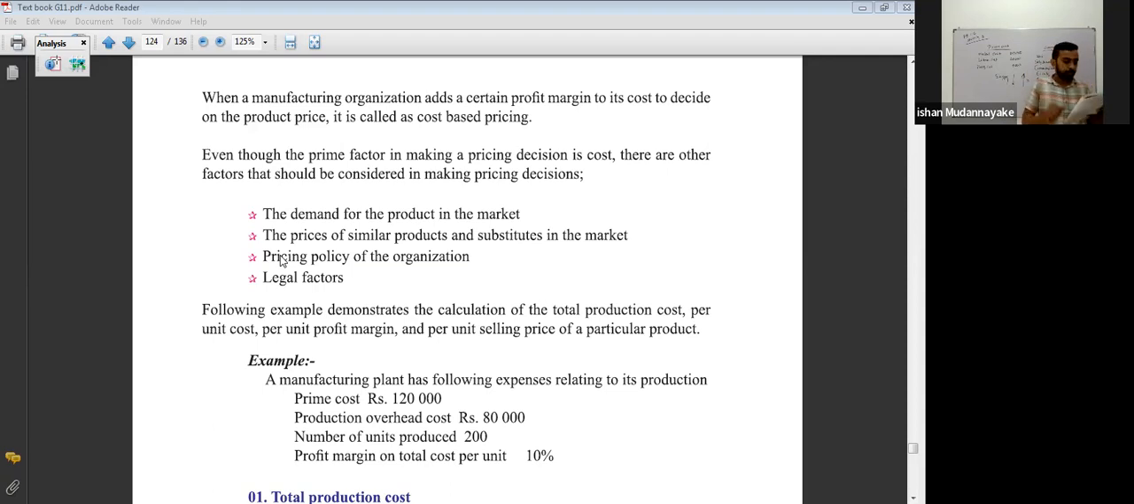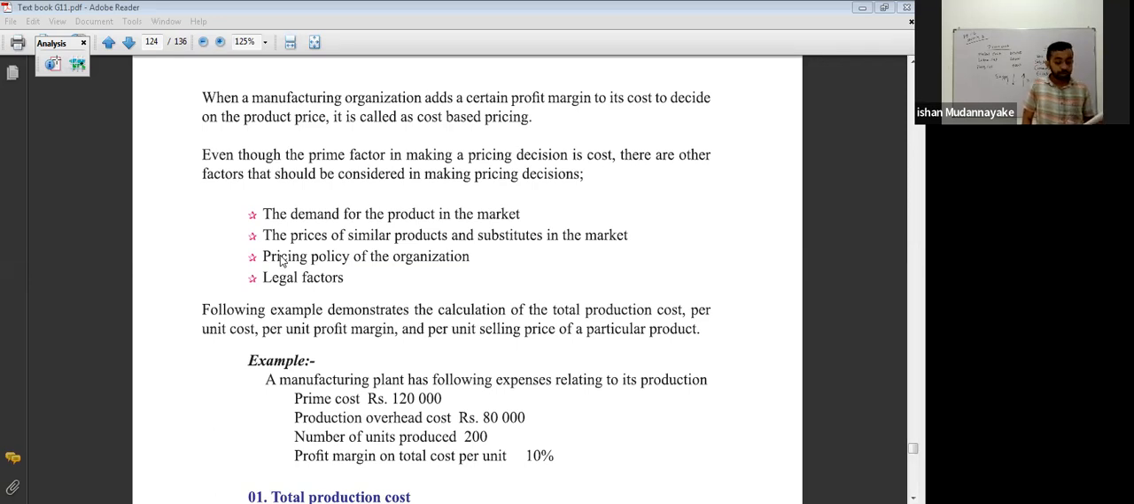And the third one, pricing policy of the organization. Some of the business organizations provide products at a higher price. That is their policy. But some business organizations try to provide their products at a lower price. That is the pricing policy of the organization. So some businesses focus on the pricing policy of the organization.